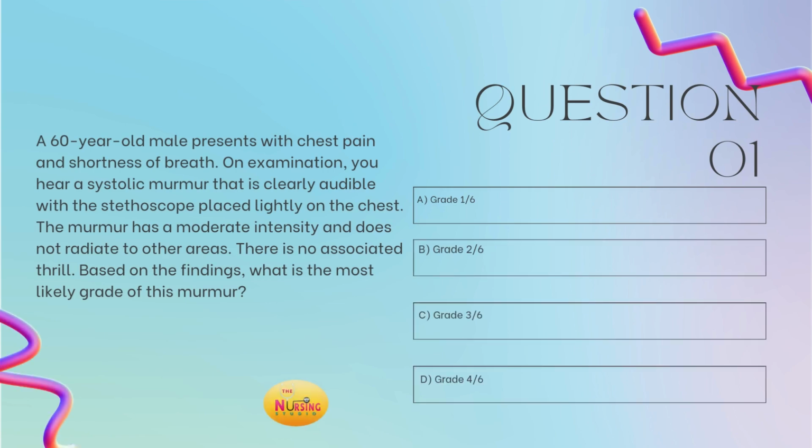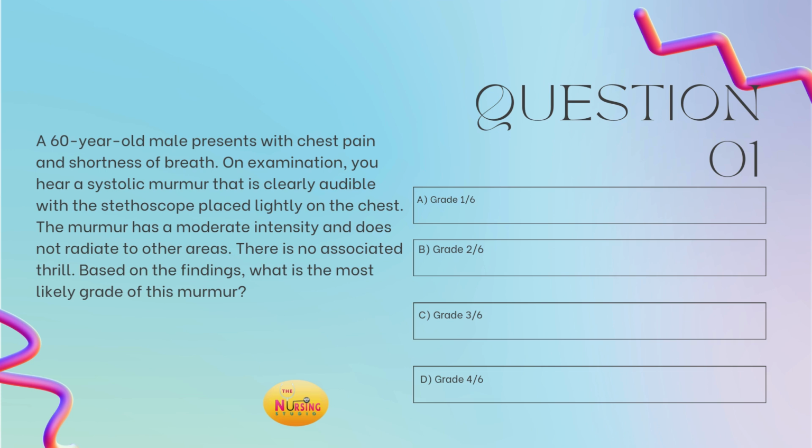Question number one states a 60-year-old male presents with chest pain and shortness of breath. On exam, you hear a systolic murmur that is clearly audible with the stethoscope placed lightly on the chest. The murmur has a moderate intensity and does not radiate to other areas. There is no associated thrill. Based on the findings, what is the most likely grade of this murmur? Is it A, grade 1 of 6, B, grade 2 of 6, C, grade 3 of 6, or D, grade 4 of 6? Take a moment and tell me what you got in the comments, y'all.